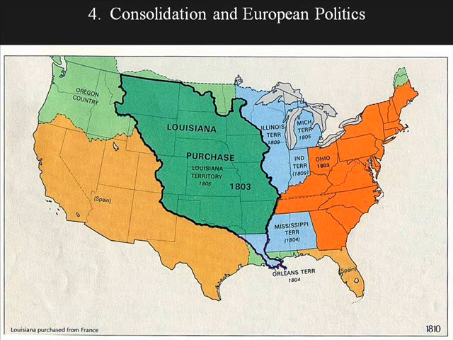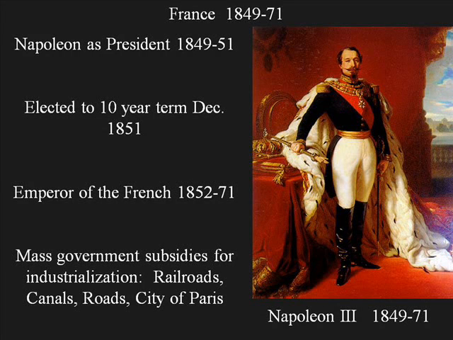Let's get past that. Another place of consolidation is France. So France went into revolution in 1848, overthrew their king, established a republic, a representative democracy, and they held elections for president. And the nephew of the old Napoleon runs for president.